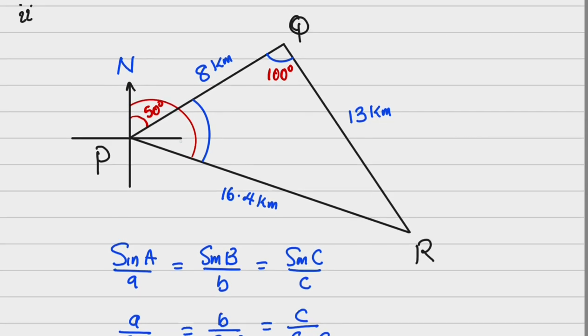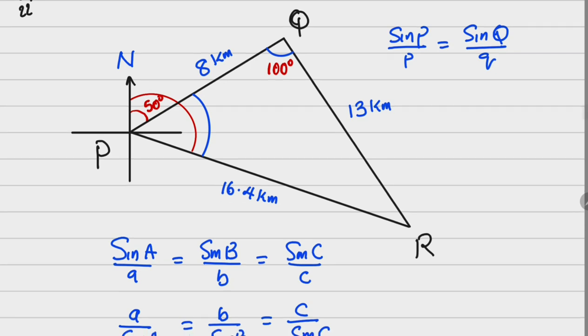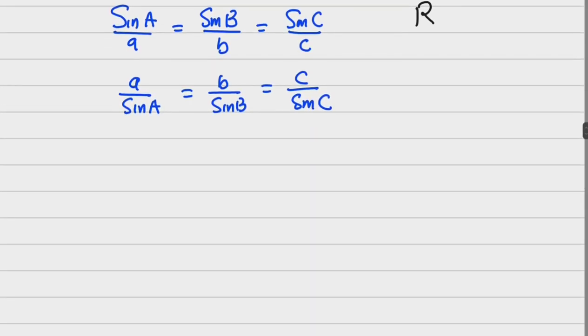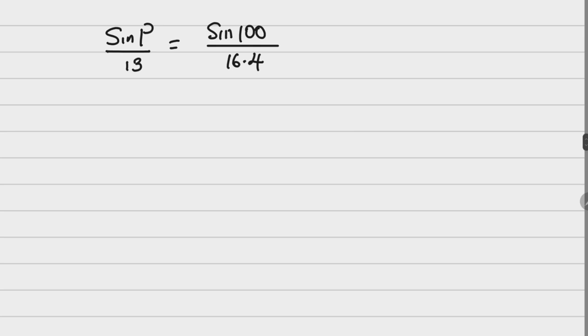Like in this case, you see, I'm looking for P. So I can now say sine P all over small p is equals to, where do I have complete? It's Q. So it's going to be sine Q all over small q. So you can see the only unknown that I have here is the angle P. Therefore, going further with the calculation, I will cross multiply so that I have 16.4 times sine P is equals to 13 times sine 100.